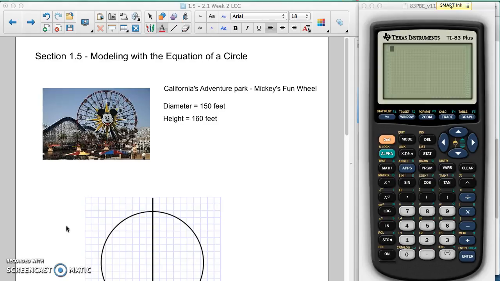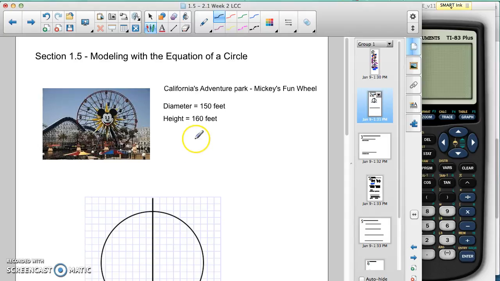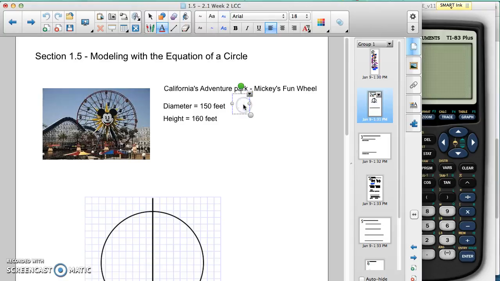Ferris wheel itself. So this one has a diameter of 150 feet. That means that the radius of the Ferris wheel would be 75. So radius equals 75 feet.